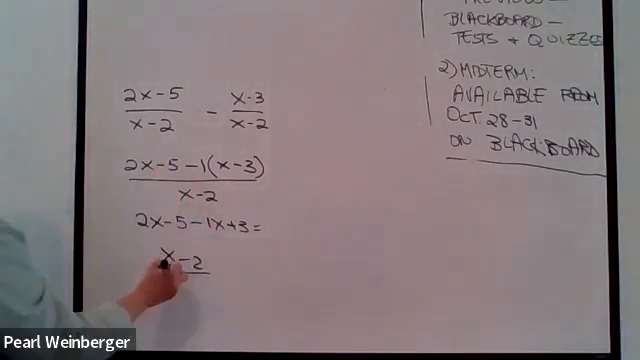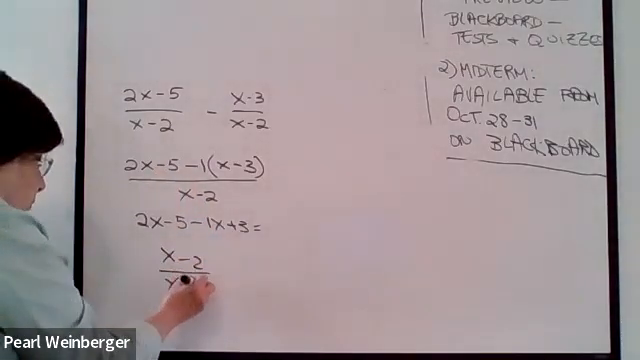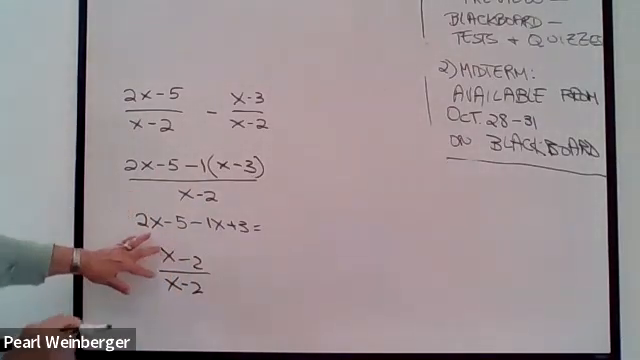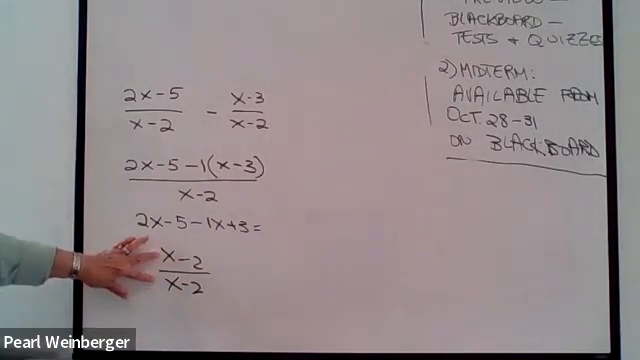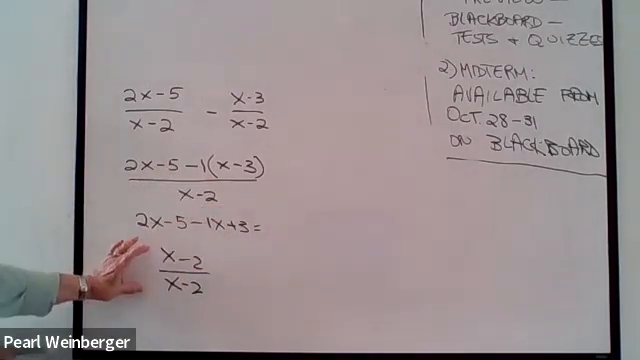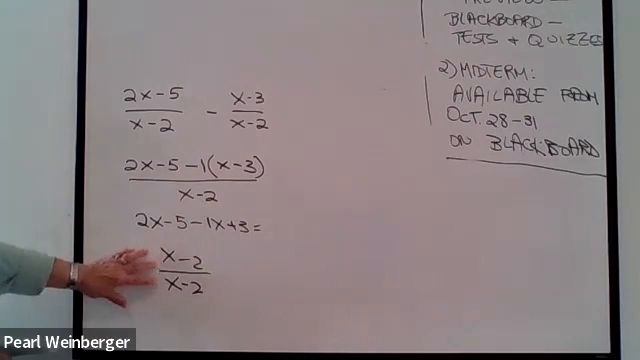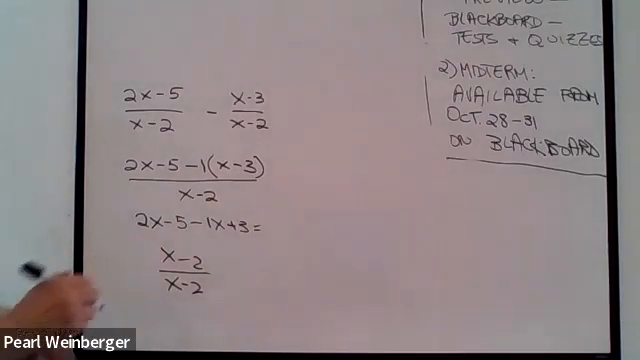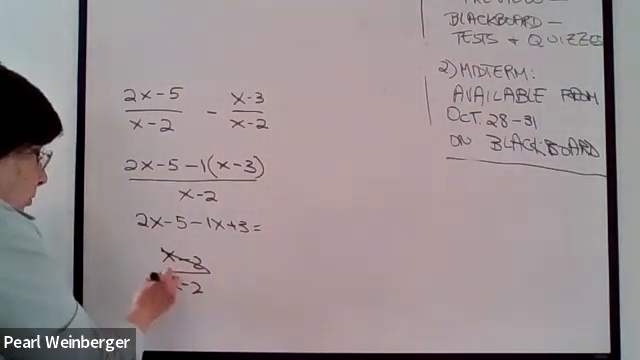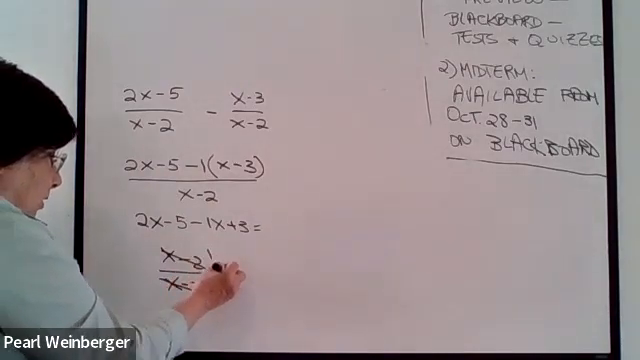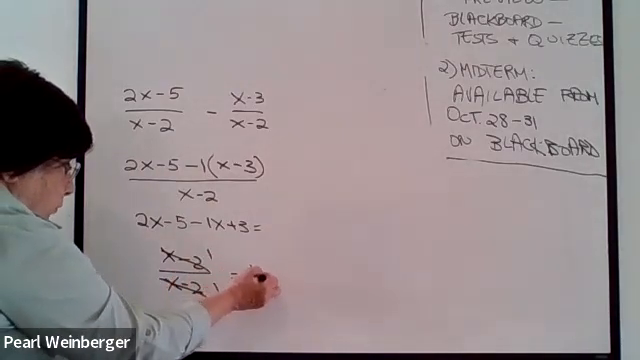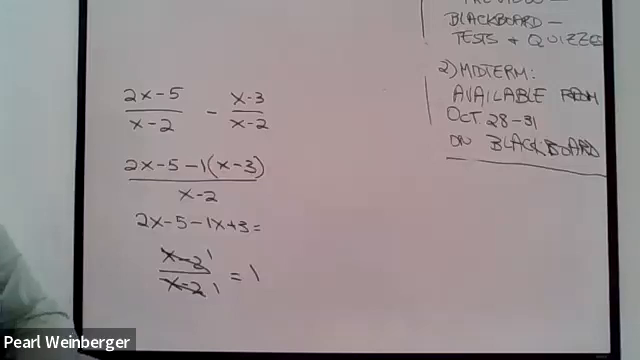Don't forget to put it over the common denominator, which is x minus 2. Notice after we've combined the like terms and put it over the common denominator, we have the x minus 2 over x minus 2. These are identical binomials. They can be canceled out. And my final answer is 1 over 1, which means my answer is just 1.